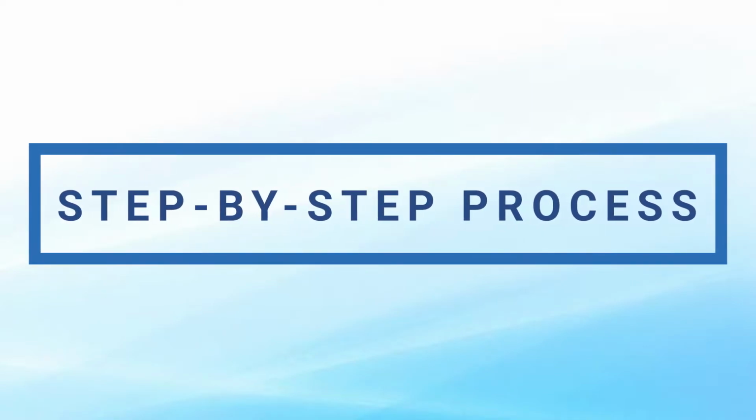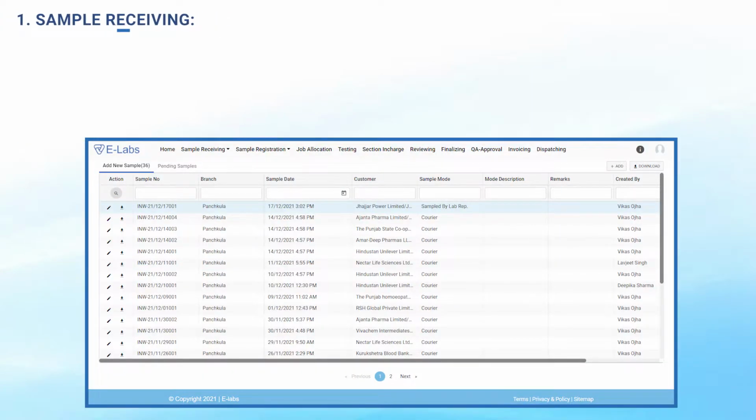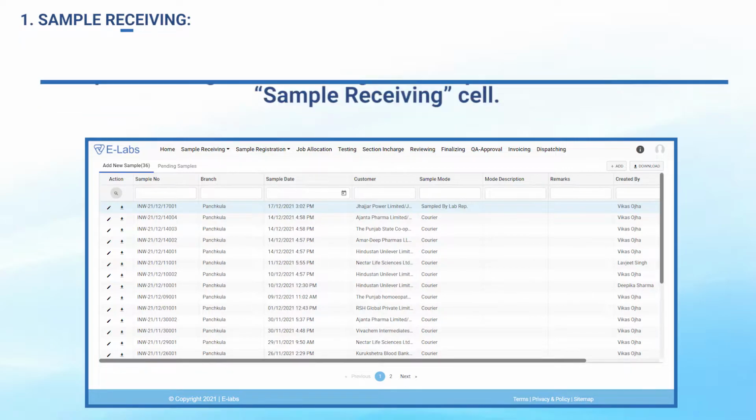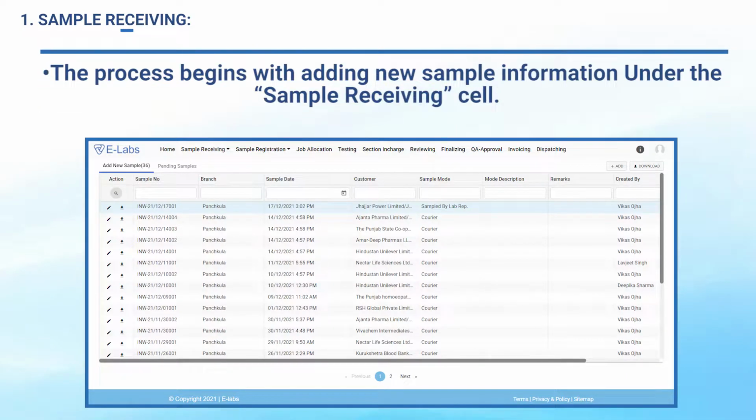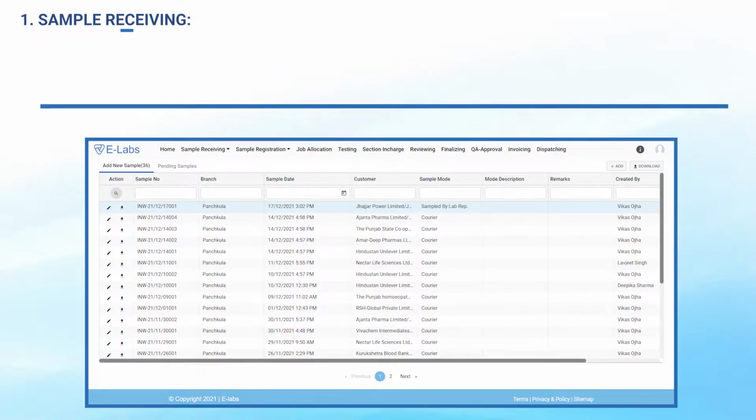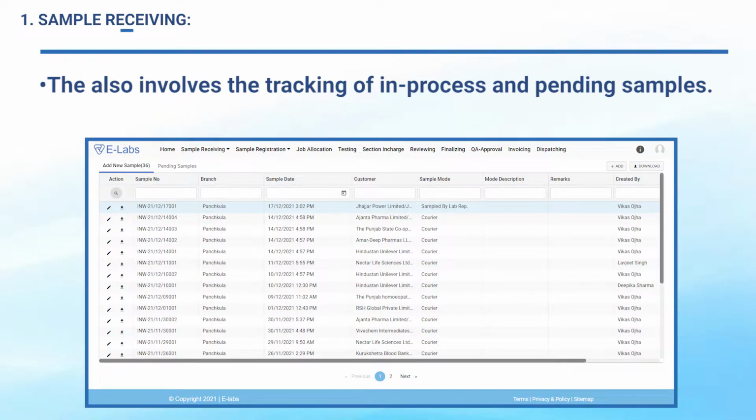Step-by-step process. 1. Sample receiving. With reference to TRF on reception, the process begins with adding new sample information such as sample number, branch detail, date, client information, sample mode, description, remarks and status of the sample order, received/yet to receive, under the sample receiving cell. The sample receiving process also involves the tracking of in-process and pending samples.